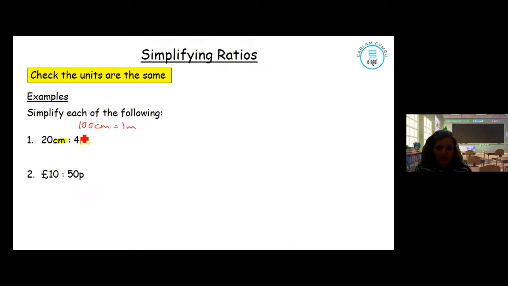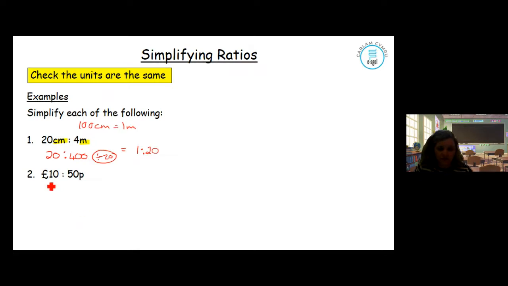So I'm going to convert this 4 metres into centimetres, and I'm going to rewrite it. Now, as soon as they're in the same units, I don't have to put the units on there. So I'm going to write this as 20 to 400, and then I'm going to simplify that. Now 20 actually goes into both of these values, so 20 is my highest common factor. So I'm going to divide them both by 20, and it would give me a ratio of 1 to 20.